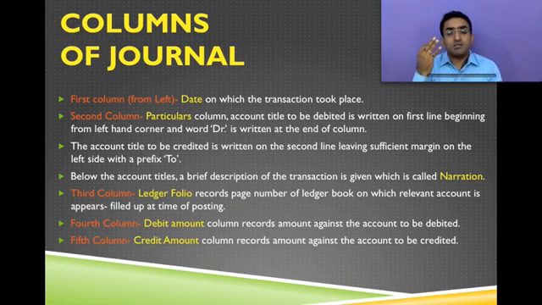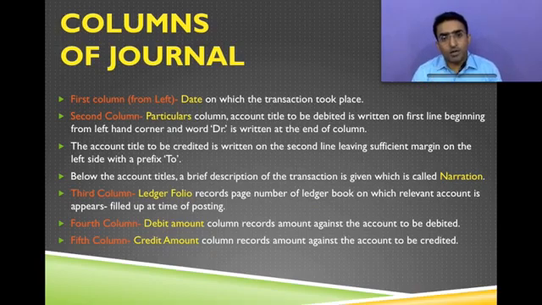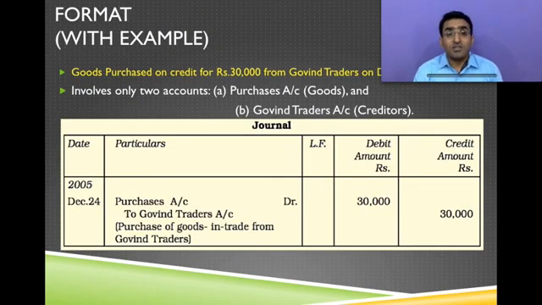देन थर्ड कॉलम इज द लेजर फोलियो कॉलम. लेजर में किस पेज पे वो एंट्री लिखी है, रेफरेंस के लिए, दैट इज इम्पॉर्टेंट. Then debit amount column, credit amount column, and that's what the journal looks like. Date, particulars, ledger folio, debit amount and credit amount. Just one example is given here.